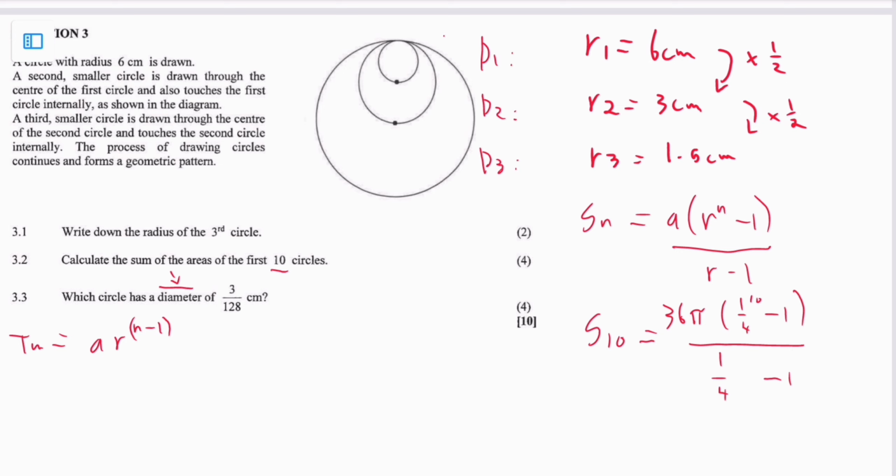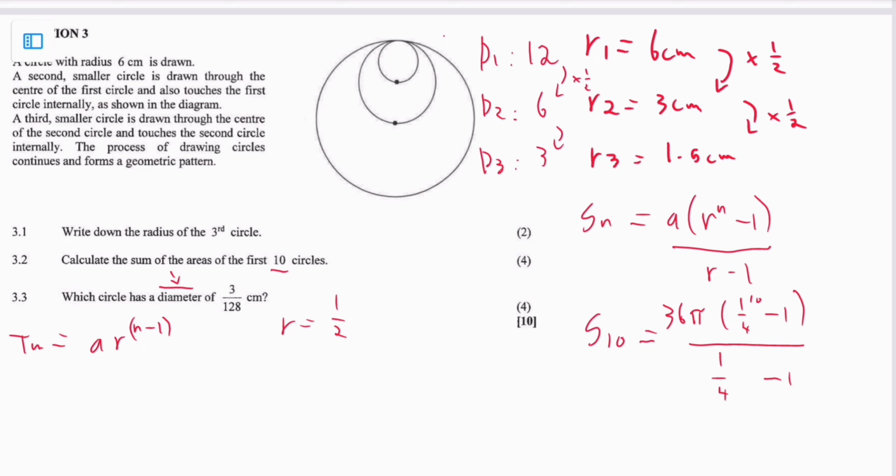So the diameter of the first circle is just twice its radius, which is 12. Then for the second it's 6, and then for the third it's 3. So you'll notice each time we are halving it. So our r over here is a half when it comes to the geometric sequence for the diameter. Okay, so there's a difference between the geometric sequence for the radius, for the diameter, and for the area. So don't make that mistake.